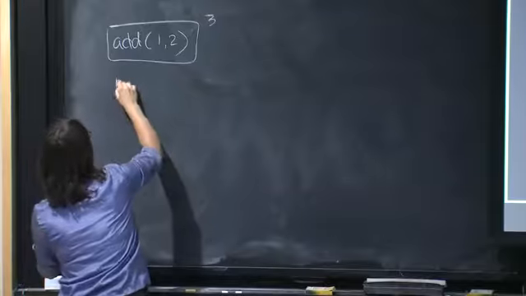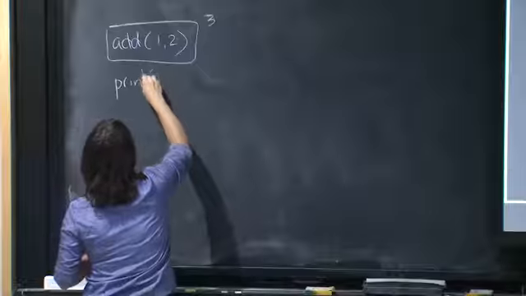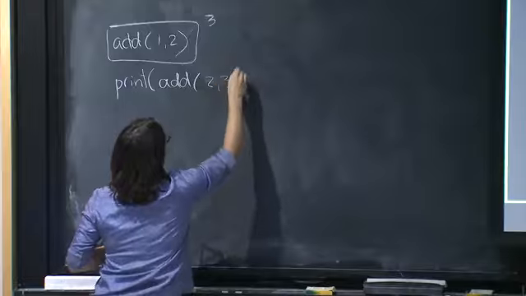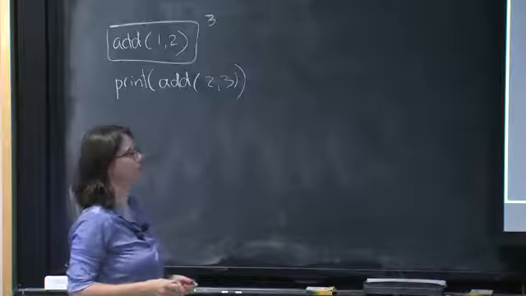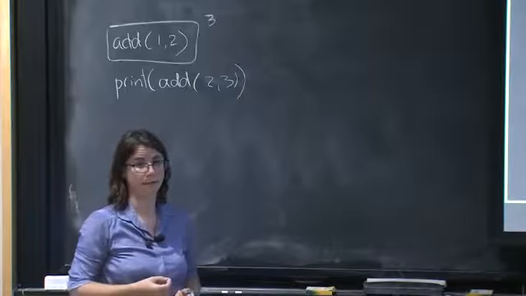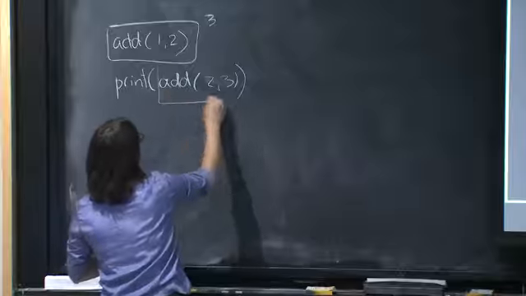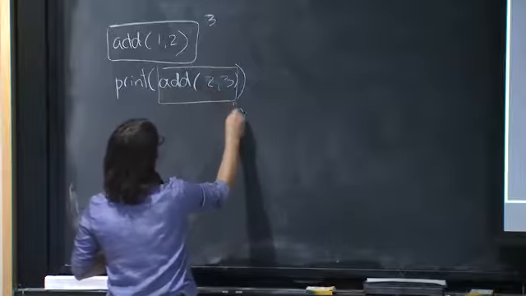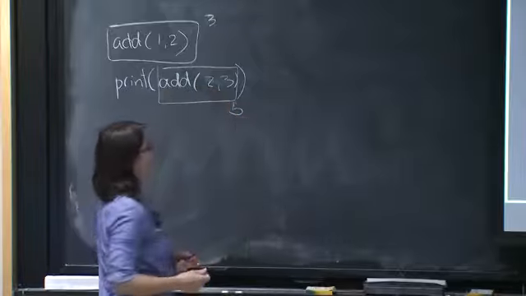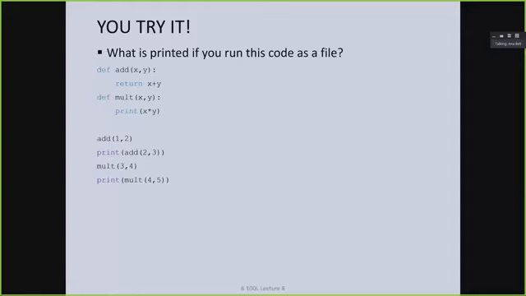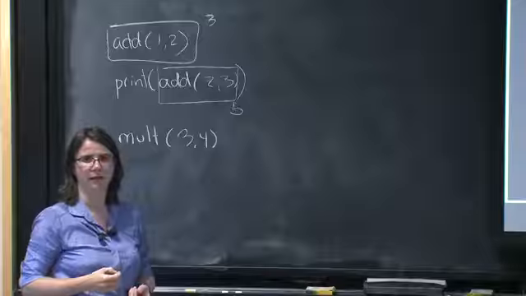Well, what if we wrap this in a print statement? Is anything printed in this case? Yes. What is printed? 5. Yeah, exactly, right? The add itself gives me 5, and so I'm telling it to print 5. What about the next one? Mult, 3, 4. Is anything printed as a result of running this line?